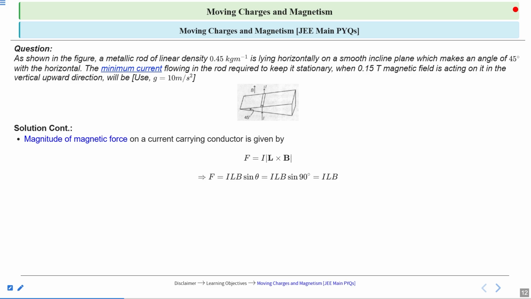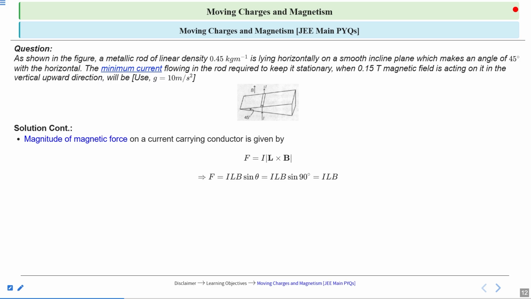Now you can see that the magnetic field is in the vertically upward direction and the current is flowing horizontally. The magnetic field is along the y-axis, and I is in which direction? Along the z direction. So this B and I are perpendicular.